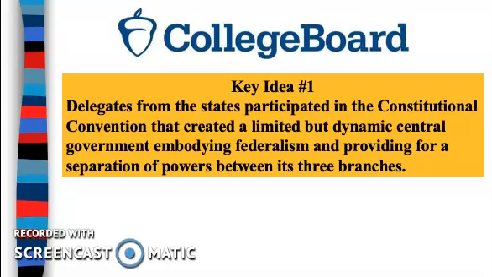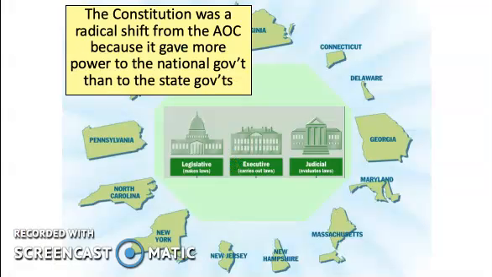Our key idea, and we just have one for today, says delegates from the states participated in the Constitutional Convention that created a limited but dynamic central government embodying federalism and providing for the separation of powers between its three branches. Our major goal for today is to be able to list many of the different major ideas that are held within our new Constitution. So let's get started here.